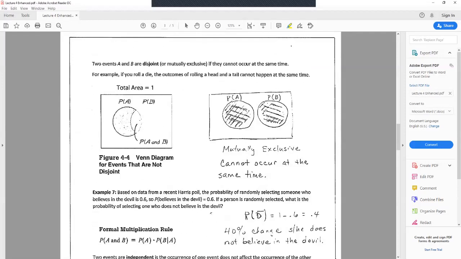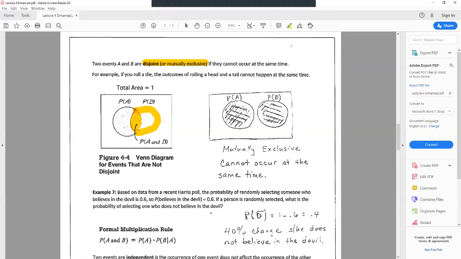The two events, A and B, are disjoint or mutually exclusive if they cannot occur at the same time. So this is actually another circle here. Notice that these two circles have an overlap, right? They overlap right here in the middle, which means that they can occur at the same time.